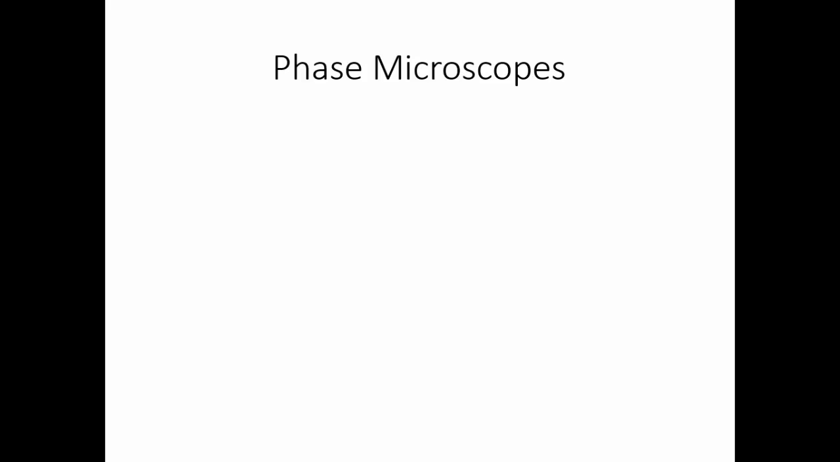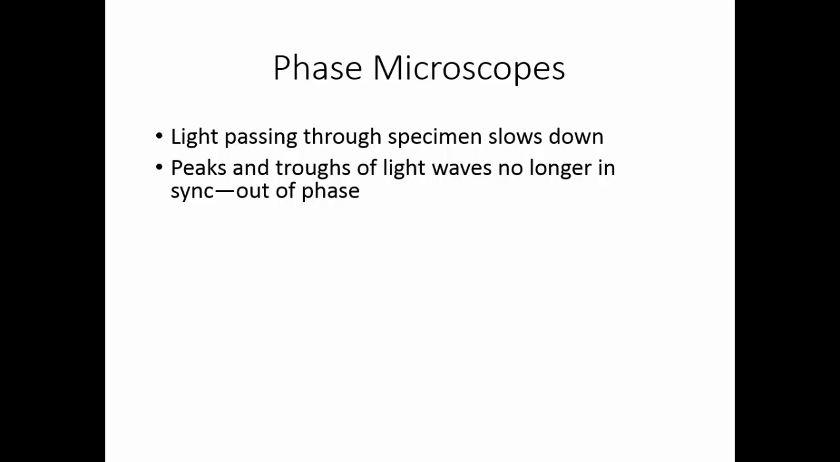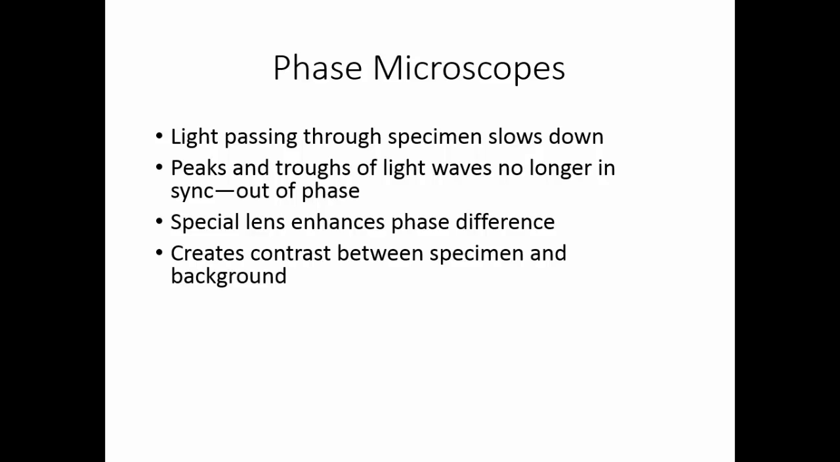Phase microscopes use the fact that when light passes through a specimen, the light that passes through the specimen slows down just a little bit. This means that light is no longer in phase. Those peaks and troughs of the wavelength of the light are a little bit out of sync, or we say they're out of phase. Your eye can actually detect this. If we add a special lens to the microscope that enhances this phase difference, we come up with a phase contrast microscope. This creates a contrast between the specimen and the background.